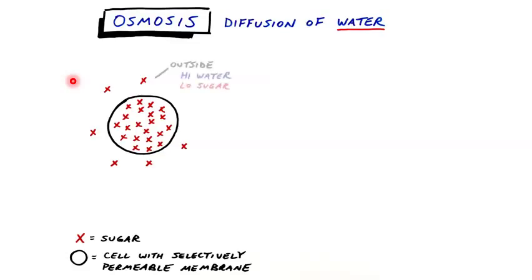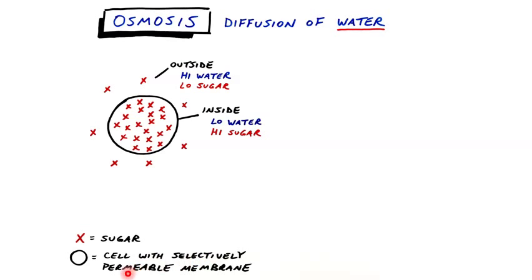So looking at our diagram here, on the outside of our cell, we have a high concentration of water and a low concentration of sugar. Now on the inside of our cell, we are going to see a very high concentration of sugar, and therefore that would mean a lower concentration of water. Now in our example here, the cell membrane is selectively permeable. And normally what we would expect then is for sugar in high concentration to diffuse out of the cell into the area of low concentration, down the concentration gradient.